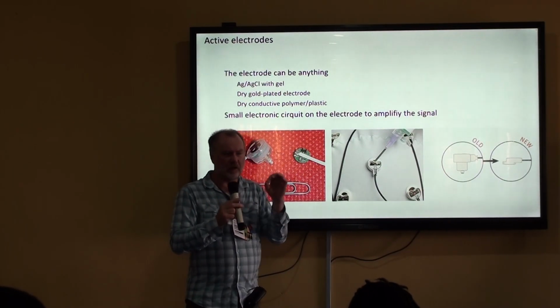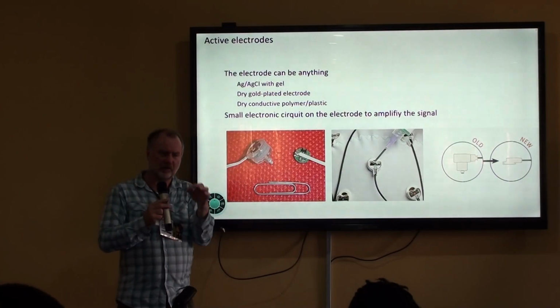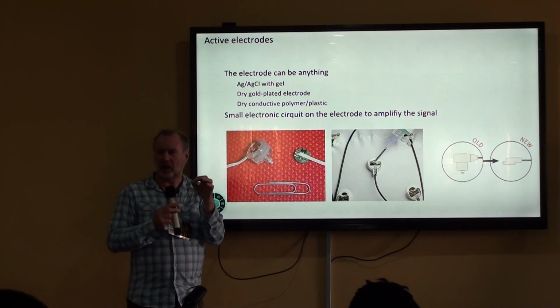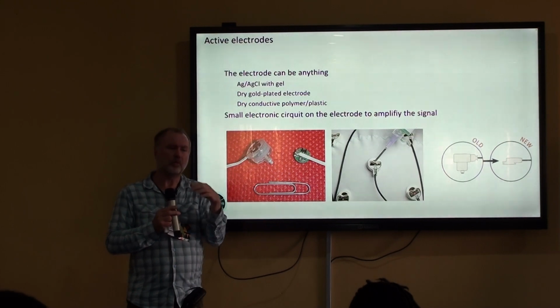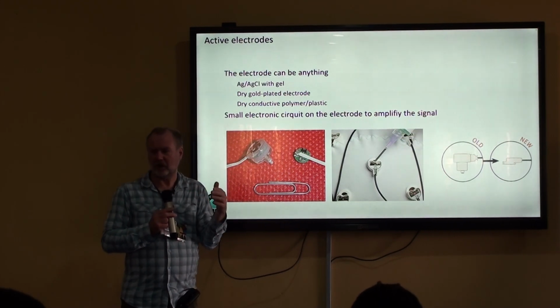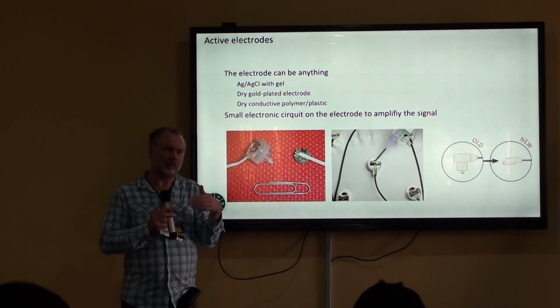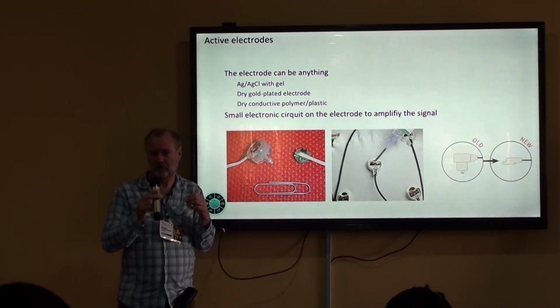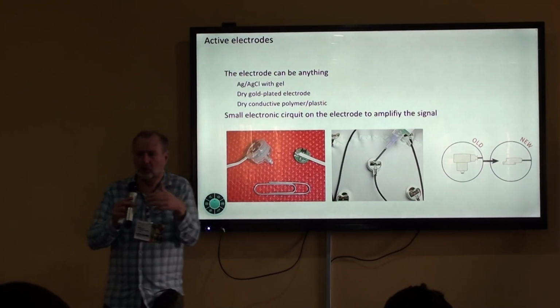And since active electrodes amplify the signal, they're less sensitive to movement. So they're also less sensitive to having a poor contact with the scalp. So with active electrodes, the preparation time is usually a bit less than the preparation time that we would use with passive electrodes, with the conventional electrodes. So those are things to consider.